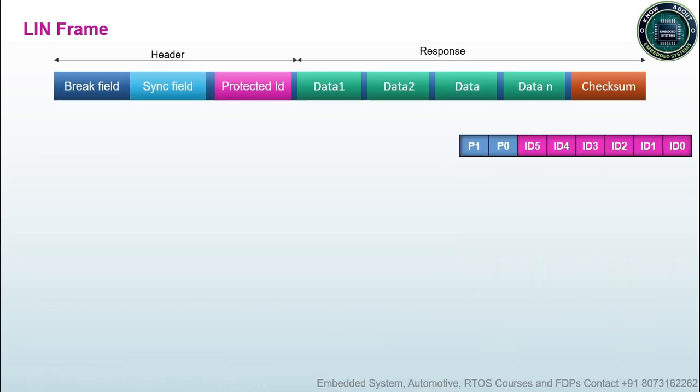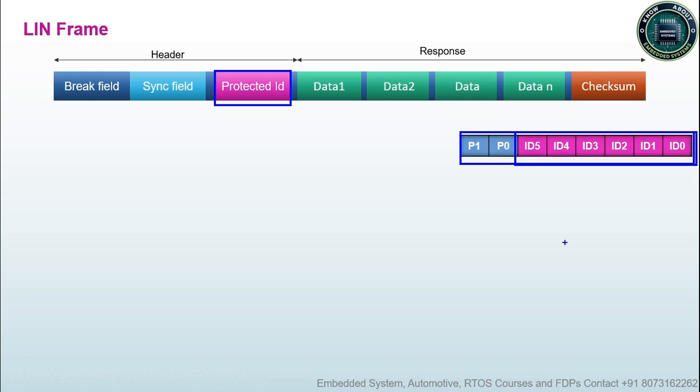Next important thing in our LIN frame is called the PID. It's also called protected ID. So PID stands for protected ID, and this protected ID is 8 bits. Here you can see, this is your 8 bits of data. Out of 8 bits, 6 bits are used for message ID, and 2 bits are used for parity check. Okay, what is that? I'll be explaining after this. So this is called parity.